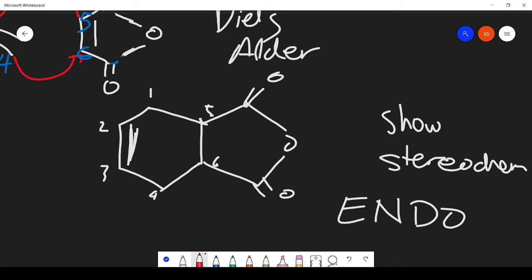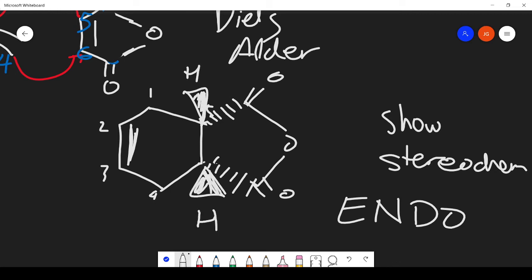Endo is facing down. Even though we don't have a bridge here, endo is still going to be facing down. And so, if you remember, the way we show downward facing away from your page is using a dash. And if you want to get really fancy, you can put your H's on wedges out here, but it's not necessary.